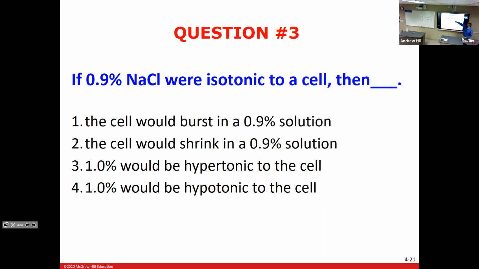Okay, so this is isotonic with that amount of sodium chloride. That's just the normal salt you find in any kitchen, right? That's what we have for cooking. If 0.9% NaCl were isotonic to a cell, then what do you guys think is the correct answer here?